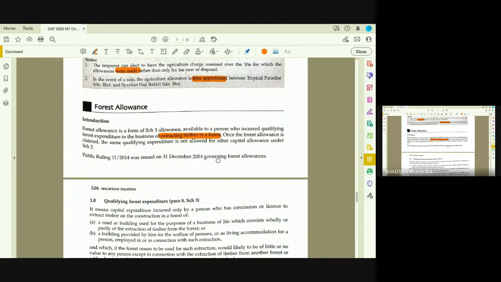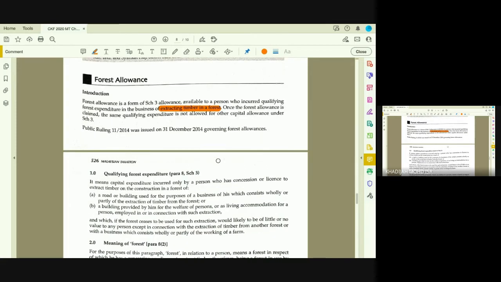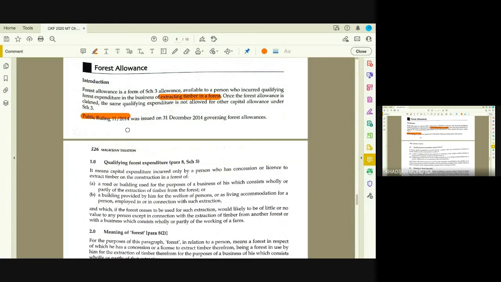Once the forest allowance is claimed, the same qualifying expenditure cannot be claimed again. Of course, there's a mutually exclusive rule there. You cannot claim here and there. If you claim under forest allowance, you cannot claim under other schedules. We also have public ruling 11/2014. You can check this public ruling with regard to the forest allowance.